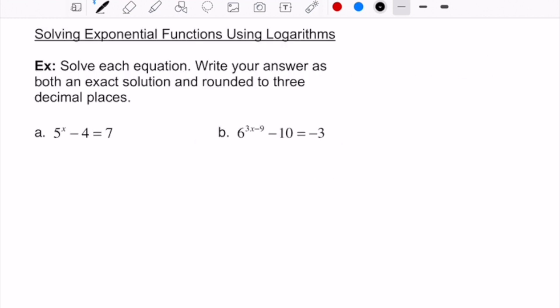All right, and here on the last page of the notes, we're going to solve exponential functions using logarithms. Notice that on both of these equations, the x is up in the exponent. That means we're going to need to use logs to get the x out of the exponent. I'll start with example A.